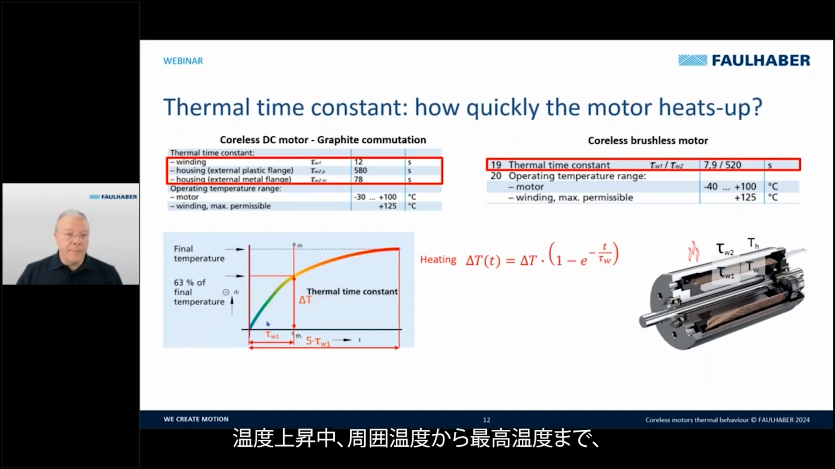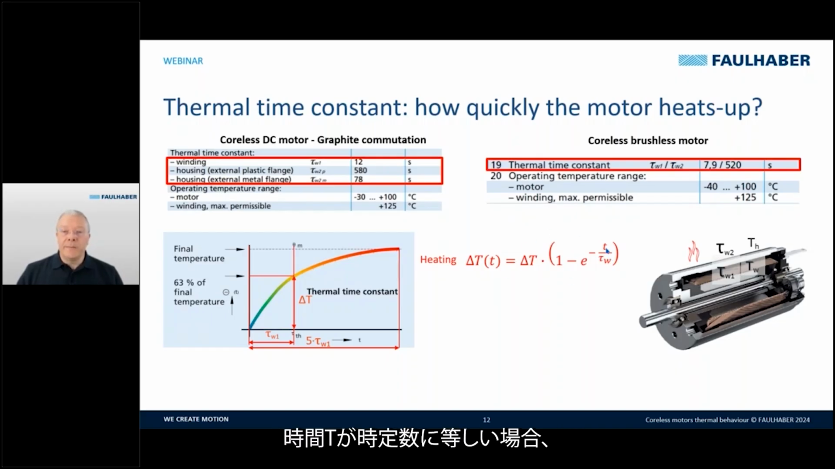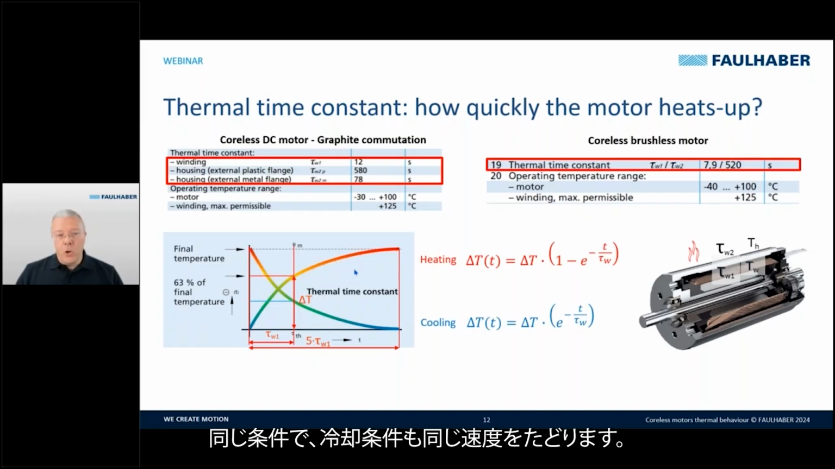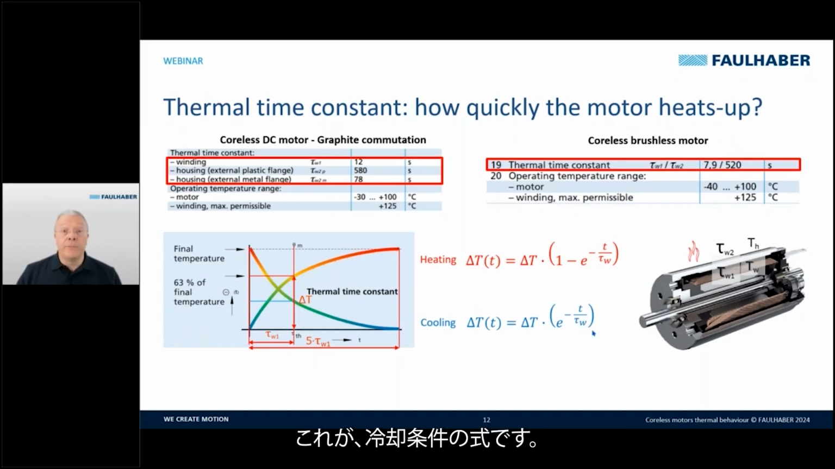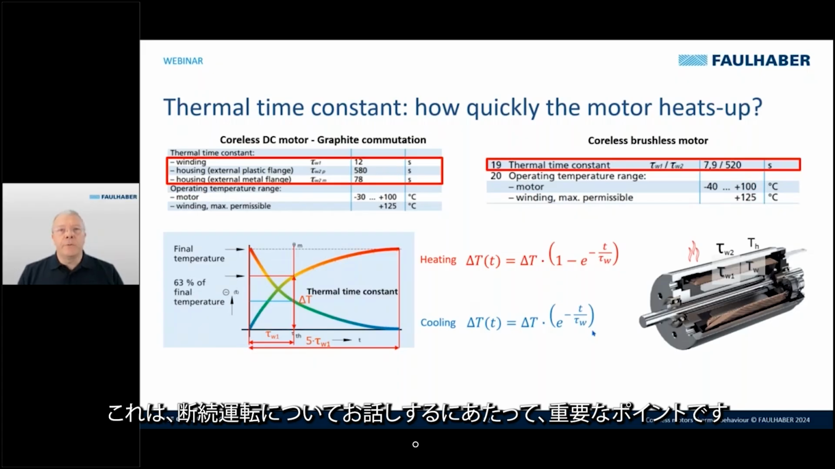During heating, the temperature from the ambient temperature to the maximum temperature follows this simple rule. When the time t equals the time constant, this value is 0.632. So this means that 63% comes from this number. With the same condition, the cooling follows the same speed, and this is the formula for the cooling condition. And this is important when we talk about intermittent operation.